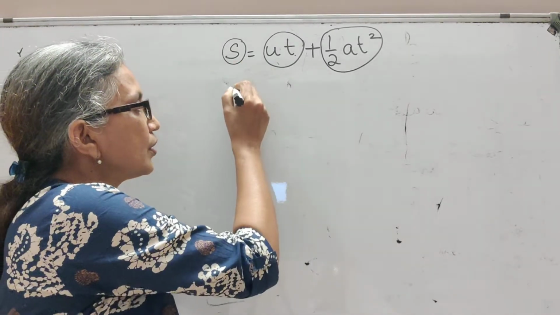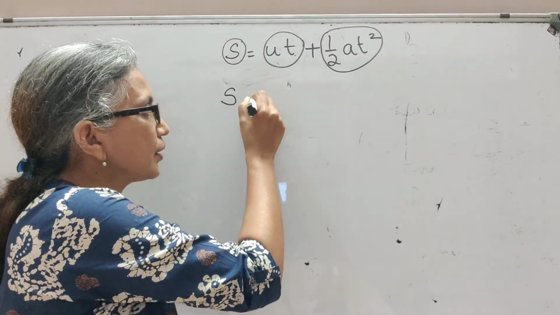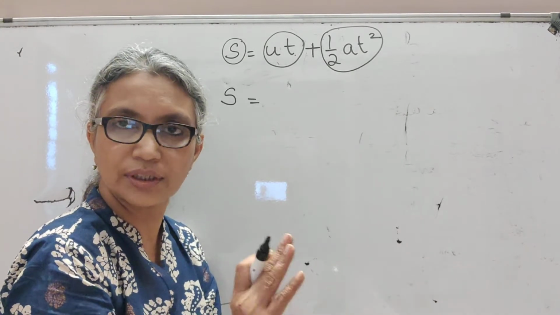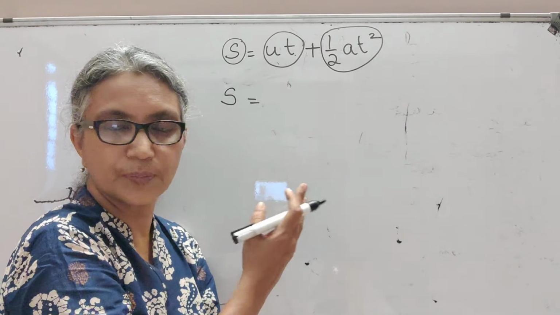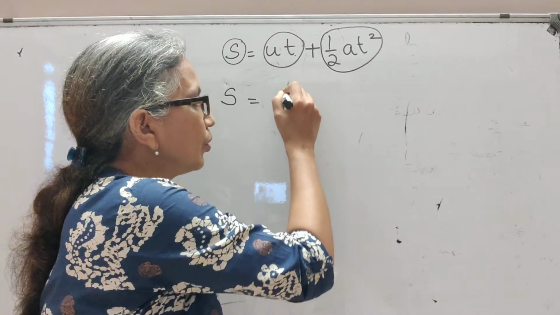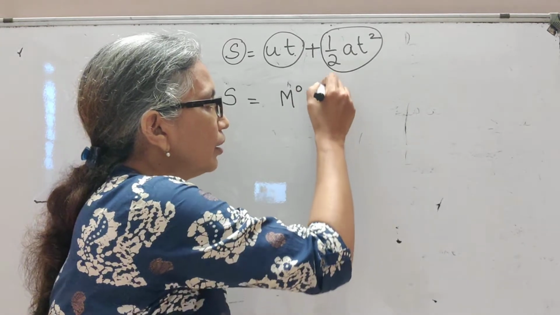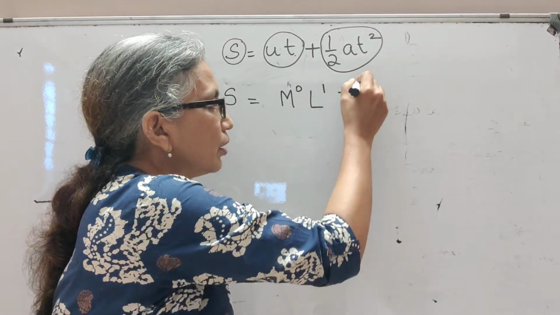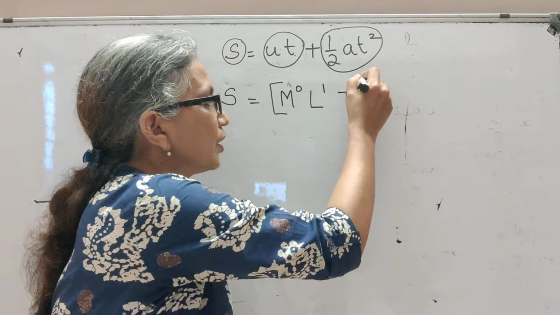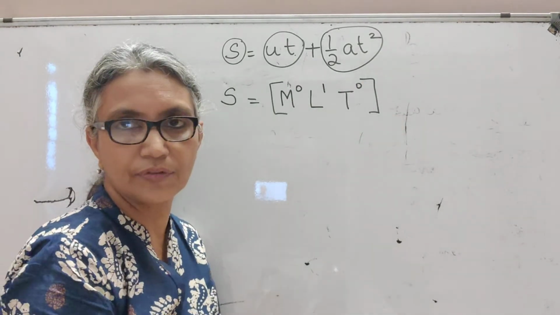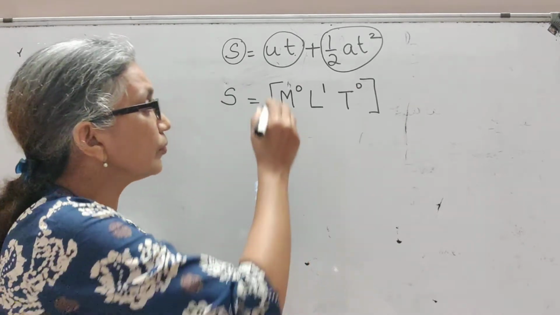So let us check. The first term is displacement s. Displacement, as you know, is measured in the base quantity length only. For displacement, your dimensional formula will therefore be M⁰ L¹ T⁰, because displacement is simply the base quantity length. Mass and time do not have any dimensions there, so 0.